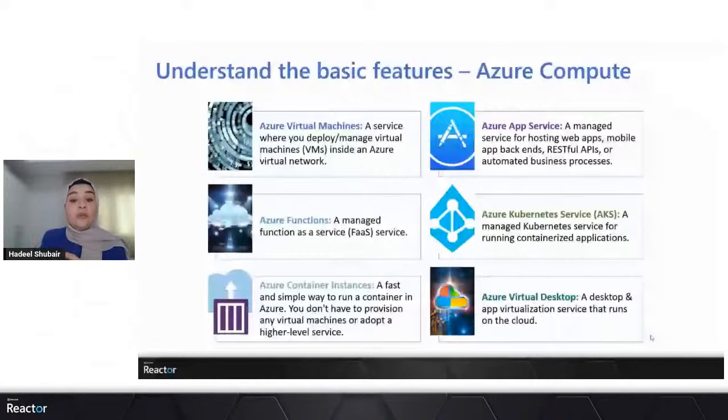Let's move on to the fourth one, which is Azure App Services. Azure App Service is a fully managed platform as a service for creating web applications for users and developers that can develop mobile or web applications. It's a managed service for hosting everything from web apps, mobile app backends, RESTful APIs, or business processes. Kubernetes is a system that manages containers, and so Azure Kubernetes Service is a managed service for running containerized applications.